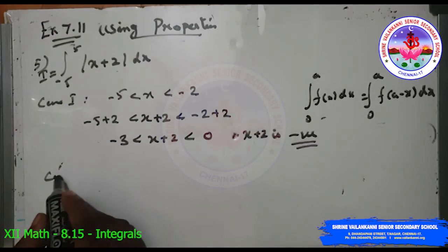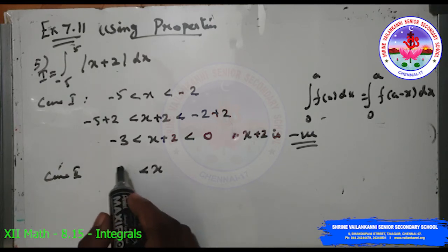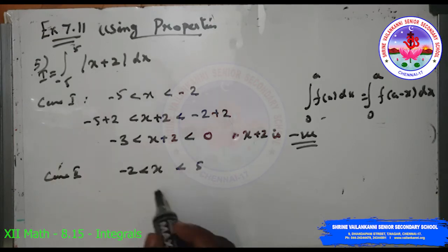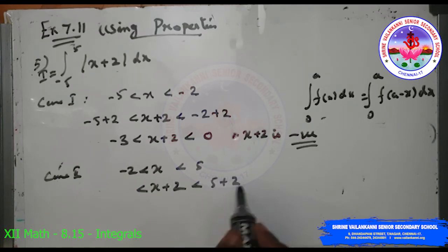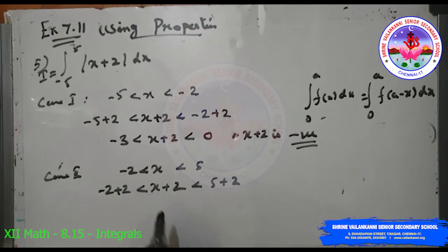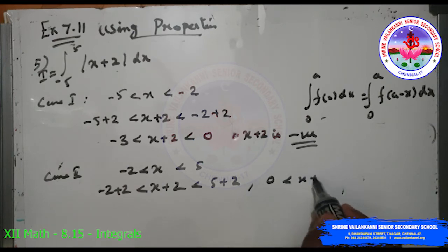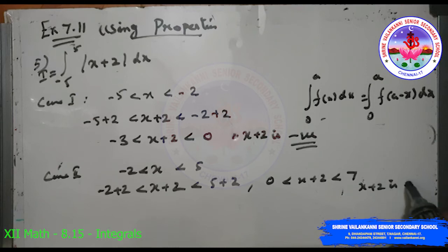And the second case is x lies between minus 2 and 5. Here we have x plus 2, so I am writing x plus 2. So add plus 2 both the sides. So we get 0 less than x plus 2 less than 7. That is x plus 2 lies between 0 and 7. Here x plus 2 is positive.